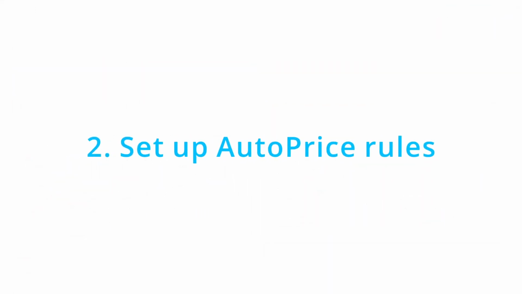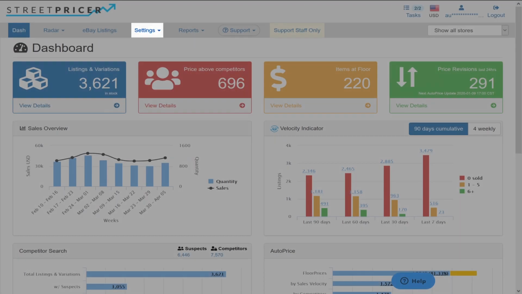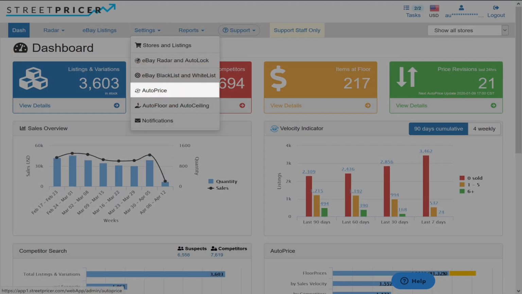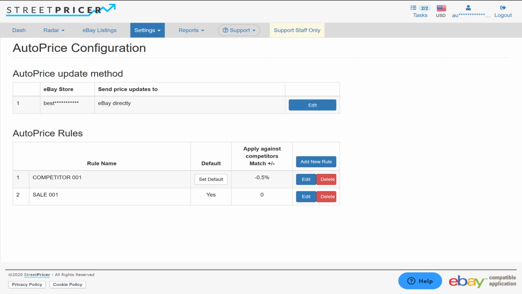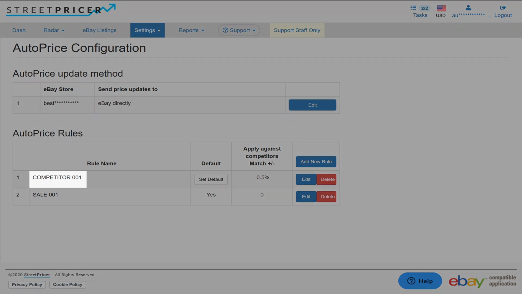2. Set up auto price rules. Our auto pricing is rule-based. Most sellers are happy with just one price rule, but you can set up as many rules as you need to suit your business. For example, you can have a price rule for one product group to match the lowest competitor, and a different price rule for another product group to aggressively undercut and be the price leader.